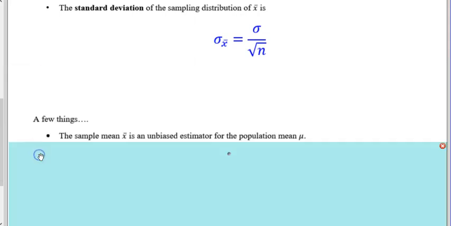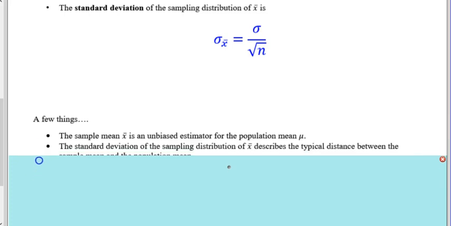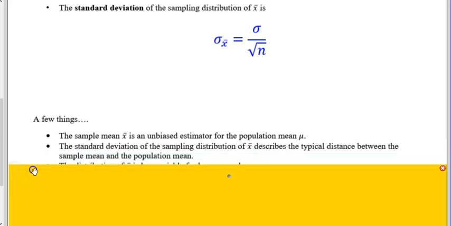Okay, so a few things. The sample mean is an unbiased estimator for the population. So no bias involved. The standard deviation of the sampling distribution of x bar describes the typical distance between the sample mean and the population mean.